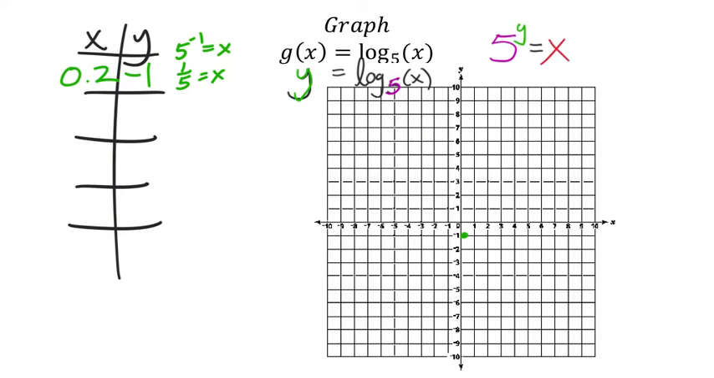Sorry if that doesn't show up very well. So -1 gives us a decimal value. In fact, if you said y equals -2 right here, then you'd get 5 to the power of -2 equals x. So that'd be 1/25, which is very small. 1 divided by 25.